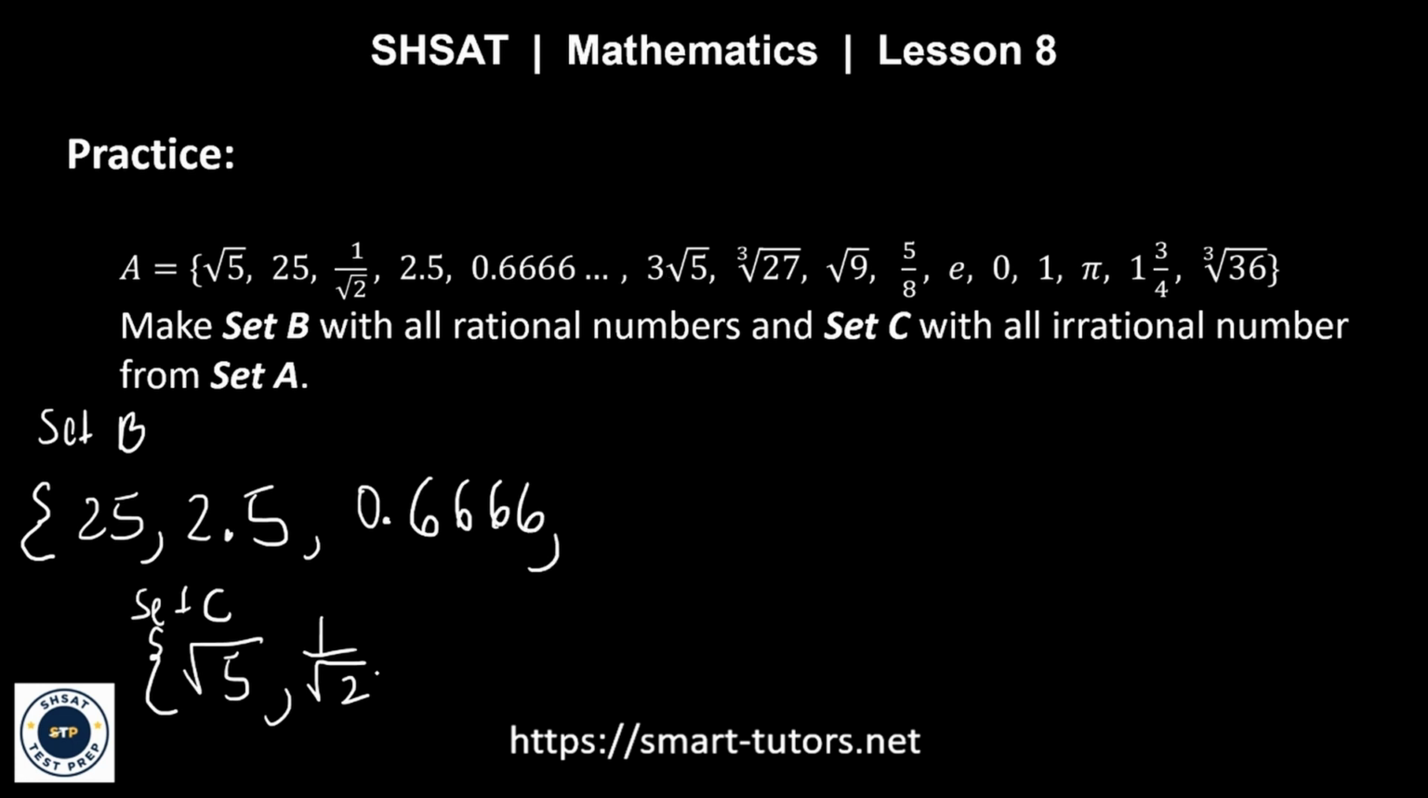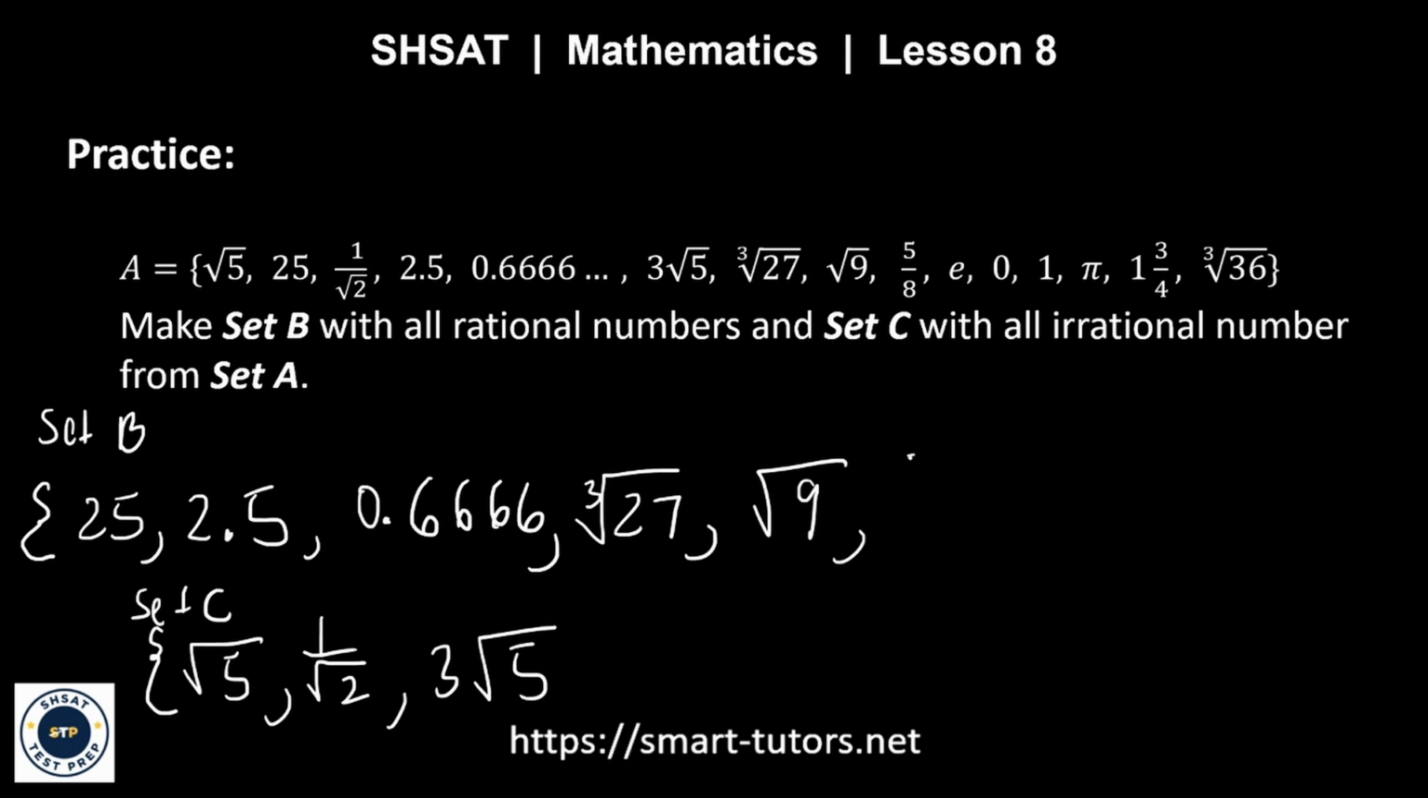3 radical 5 is an irrational number since 5 is not a perfect square. Cube root of 27 is a rational number since 27 is a perfect cube. Radical 9 is also a rational number because 3 times 3 gives you 9, so it's a perfect square.